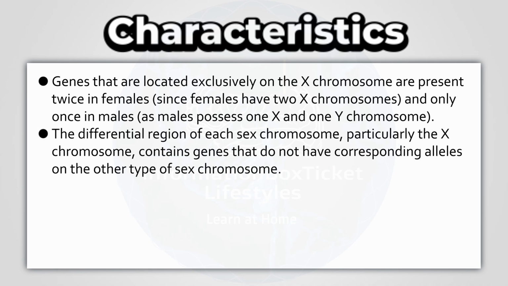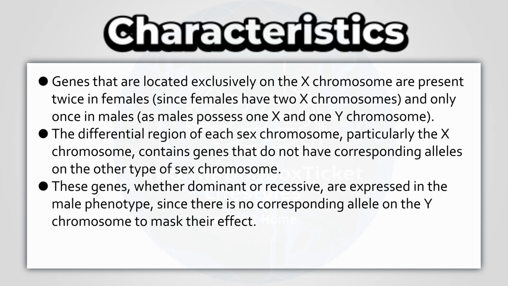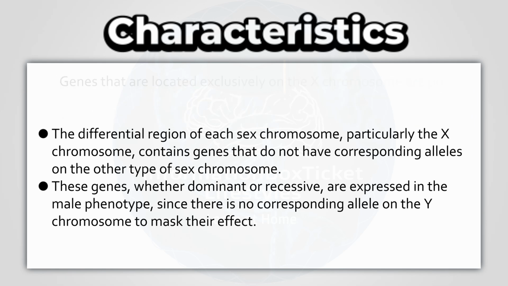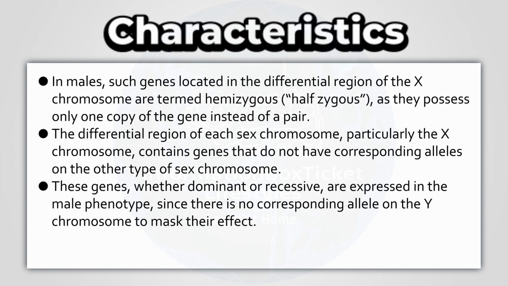The differential region of each sex chromosome, particularly the X chromosome, contains genes that do not have corresponding alleles on the other type of sex chromosome. These genes, whether dominant or recessive, are expressed in the male phenotype, since there is no corresponding allele on the Y chromosome to mask their effect. In males, such genes located in the differential region of the X chromosome are termed hemizygous, as they possess only one copy of the gene, instead of a pair.